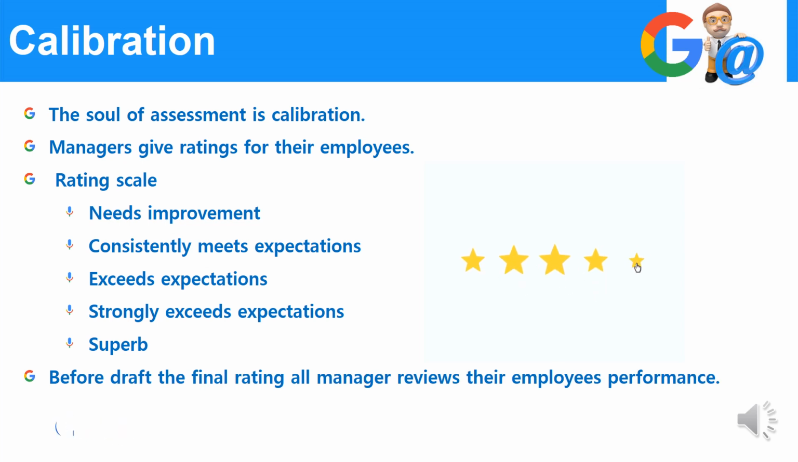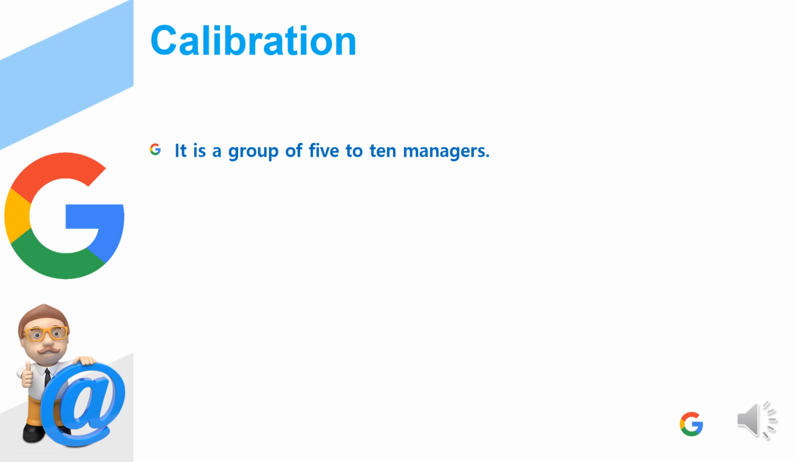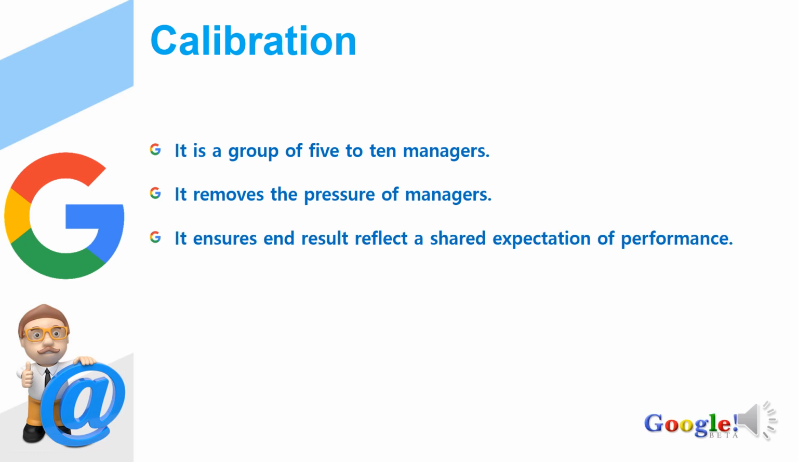Before drafting the final rating, all managers review their employees' performance in front of each other and it will be assessed once more. The calibration is done in a group of 5 to 10 managers. It removes the pressure on managers, and it ensures the end result reflects a shared expectation of performance by the employee. It increases fairness among employees because it is done with the help of the employees themselves.